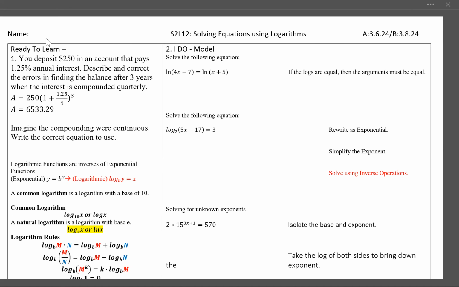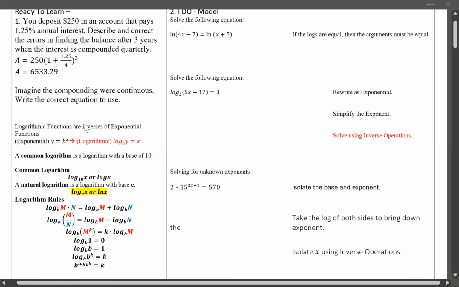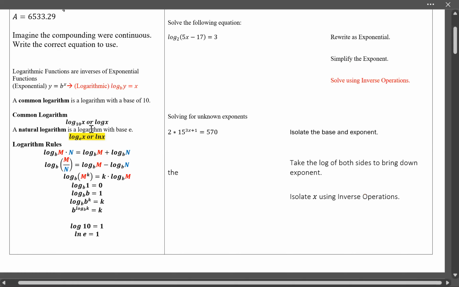Okay, this is lesson 12 from second semester where we're going to solve equations using logarithms. And over here we have a lot of our important log rules. When we take the log of both sides, we're going to use the natural log, this ln, which is the log with a base of e.